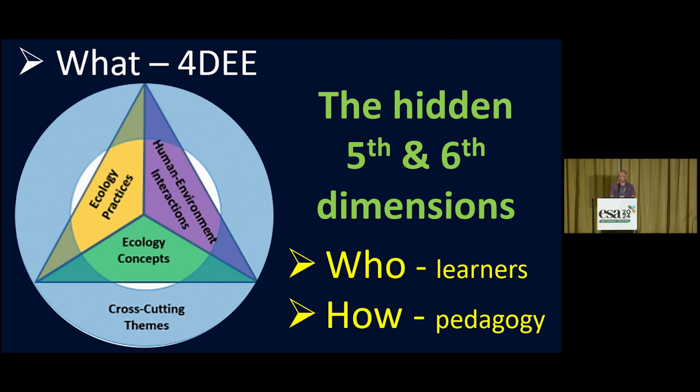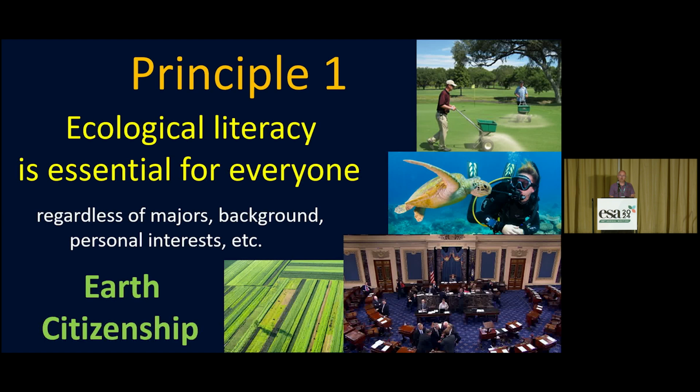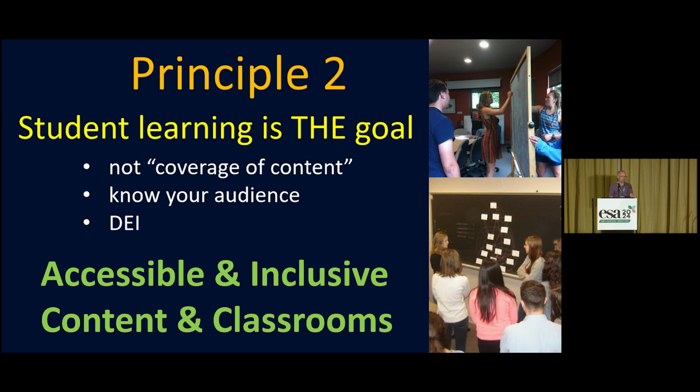So the what, of course, is the 4DE. As Justin just alluded to, there's some hidden dimensions, though, and I'm identifying the 5th and 6th as the who and the how, the learners and the pedagogy, because we have to consider those, of course. And principle 1 is that ecological literacy is essential for everyone, regardless of majors, background, personal interests. And I like the idea of Earth citizenship, that we are all citizens of the entire planet, and that's why we need to have the ecological literacy.